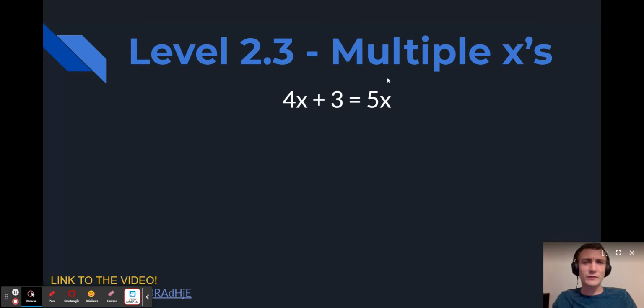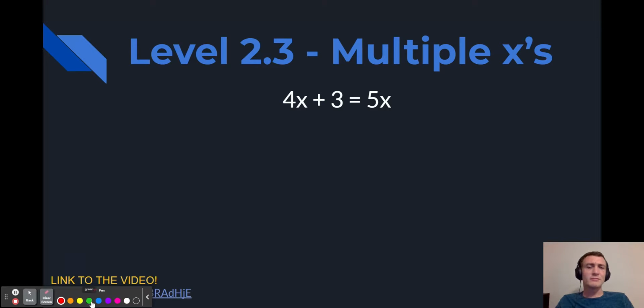4x plus 3 equals 5x. We have two x terms. What? Mr. V, please, why would you do this? Now I'm going to show you the hard way to do this and then the easy way to do this. First off is the hard way.